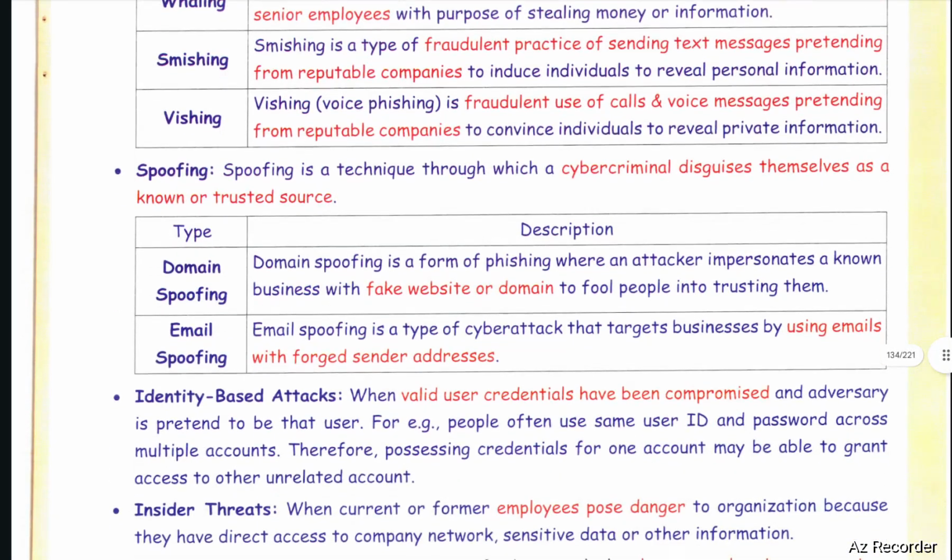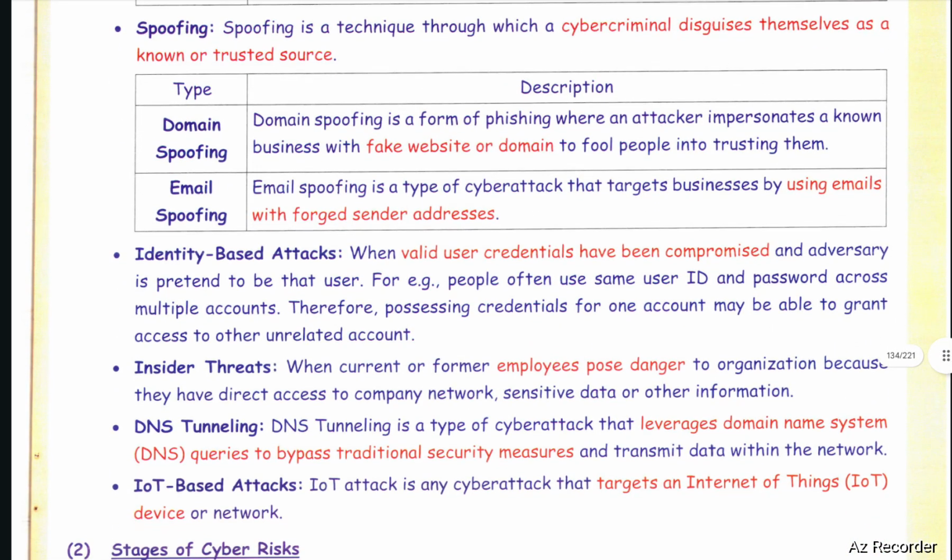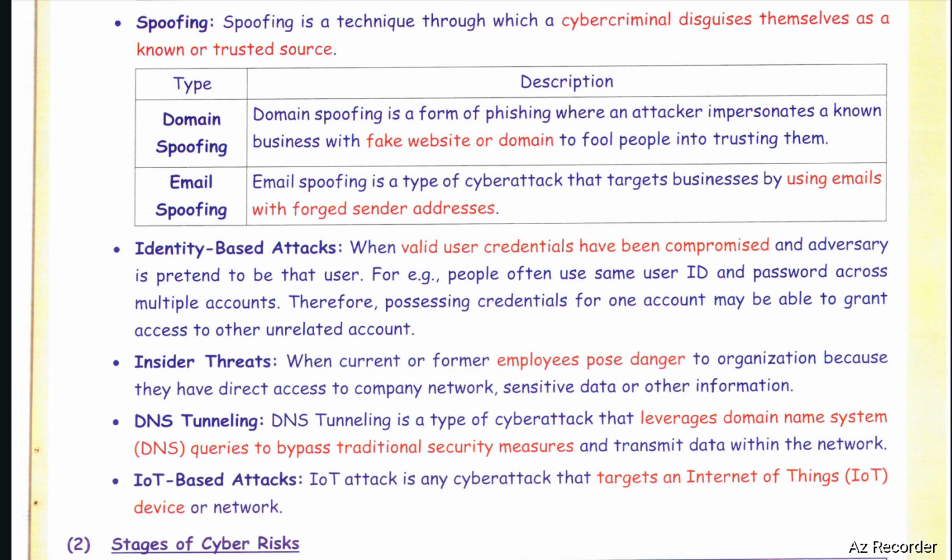Next, spoofing. Spoofing is a technique through which a cyber criminal disguises themselves as a known or trusted source. There are two types of spoofing: domain spoofing and email spoofing. Domain spoofing. Domain spoofing is a form of phishing where an attacker impersonates a known business with a fake website or domain to fool people into trusting them. Email spoofing. Email spoofing is a type of cyber attack that targets businesses by using emails with forged sender addresses.